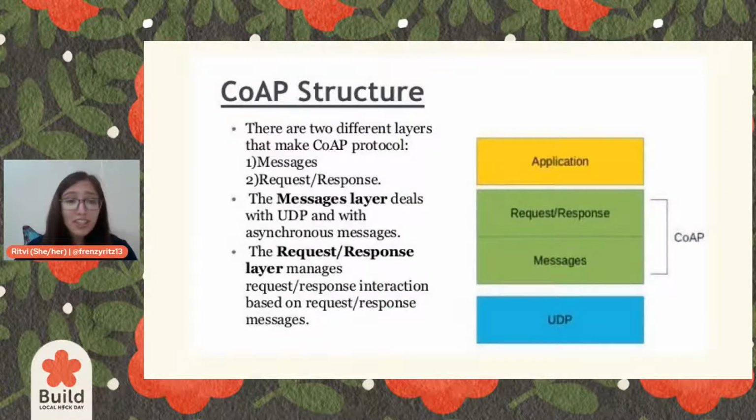So co-op structure, there are two different layers that make a co-op message a co-op message. That's the request response layer, and then there's the message layer. It's again basically the same thing. One is telling you whether I am talking to you or whether I'm asking you for a message, and then there's the message itself in case I'm asking.